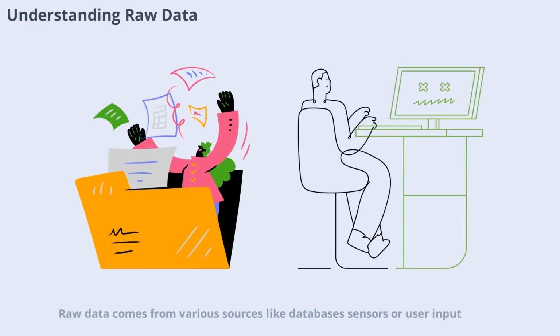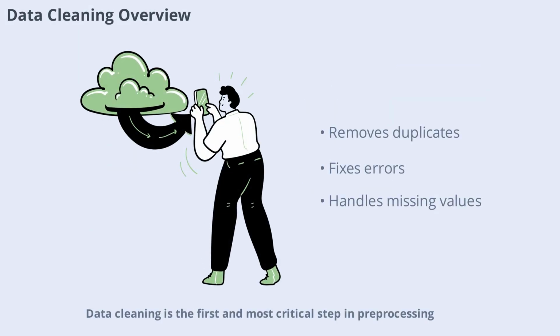Raw data comes from various sources like databases, sensors, or user input. It often contains errors, duplicates, and irrelevant information. Before any meaningful analysis, it's essential to examine the raw data closely. This initial inspection helps identify common issues such as missing values, incorrect data types, or unexpected entries. By understanding the nature of your raw data, you can choose the most appropriate preprocessing techniques to apply, ensuring a smoother workflow ahead.